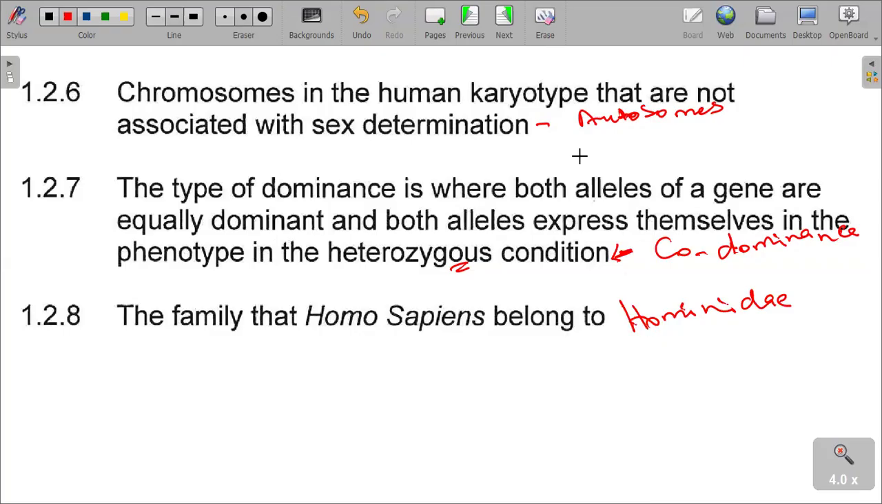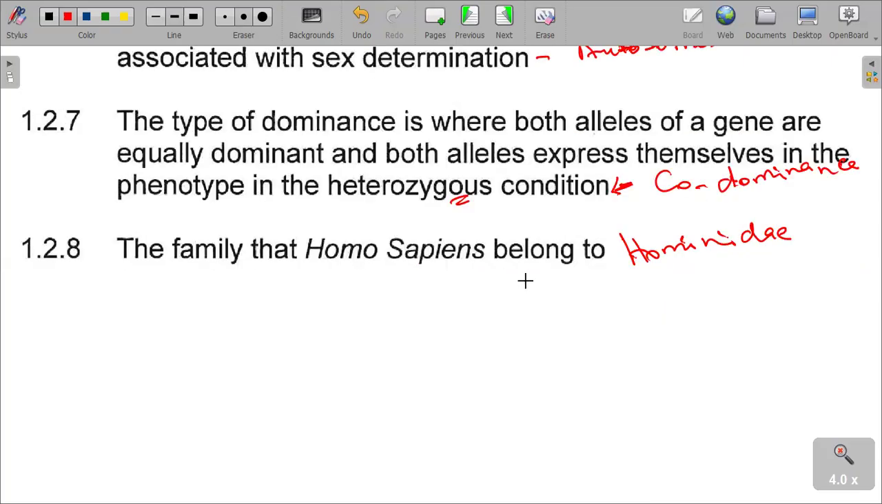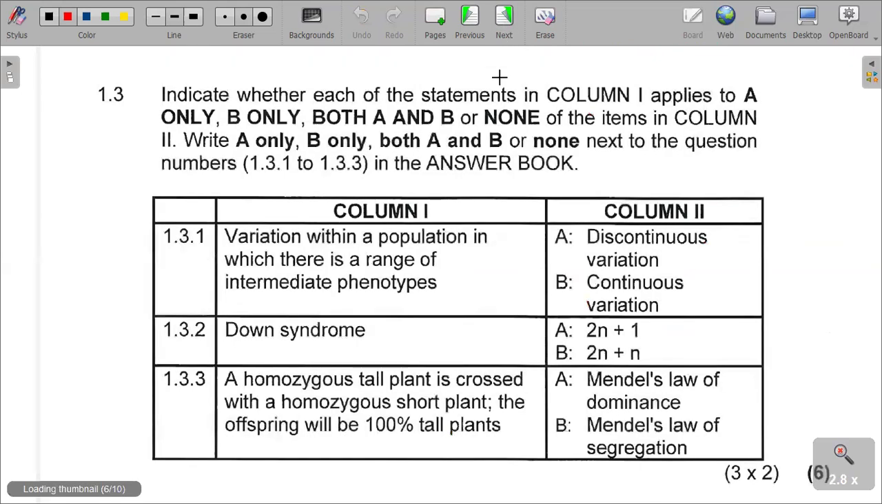And then let's quickly go to the next question. Our next question is saying, indicate whether each of the following statements in column A applies to A or what.